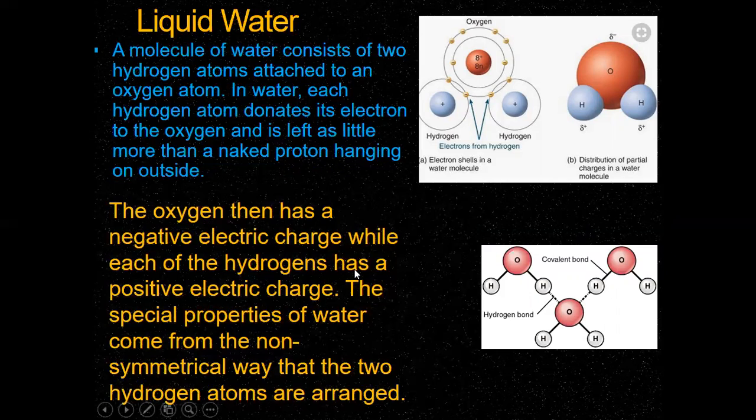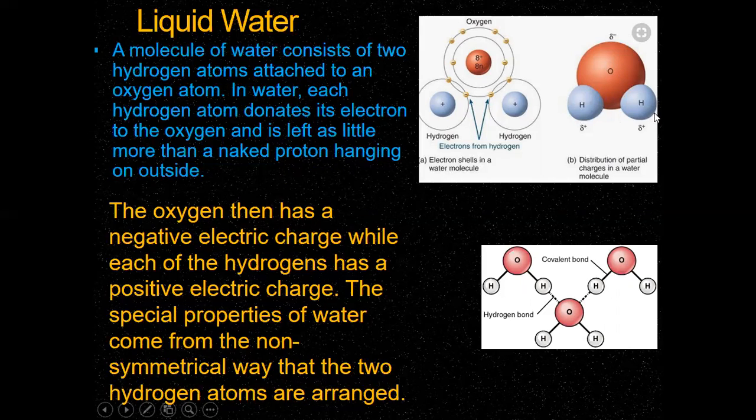Then, liquid water. The molecule of water consists of 2 hydrogen atoms attached to an oxygen atom, as you know. In water, each hydrogen atom donates its electron to the oxygen, and it's left as little more than a naked proton hanging on the outside, right? That's what we learned earlier. So the oxygen has a net negative electric charge, as I mentioned, while each hydrogen has a positive electric charge. The special properties of water come from the non-symmetric way that the 2 hydrogen atoms are arranged.